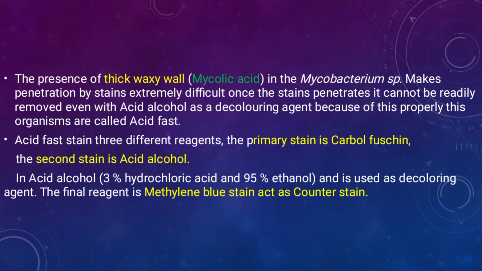Acid fast stain uses three different reagents. The primary stain is carbol fuchsin. The second is acid alcohol. In acid alcohol, 3% hydrochloric acid and 95% ethanol is used as decolorizing agent. The final reagent is methylene blue stain, which acts as a counter stain.